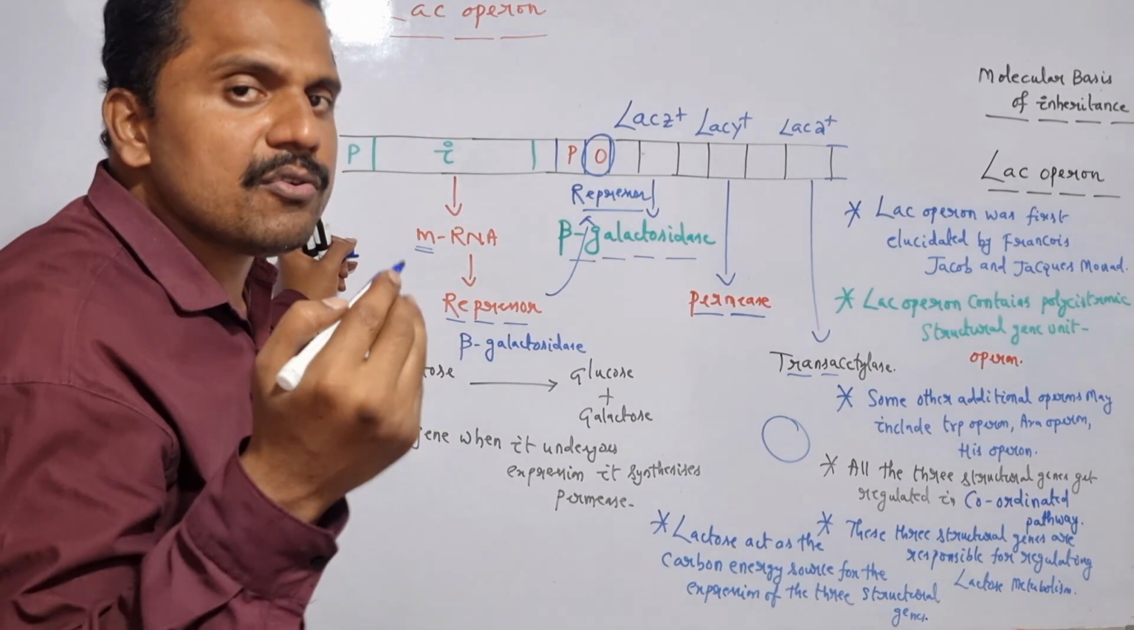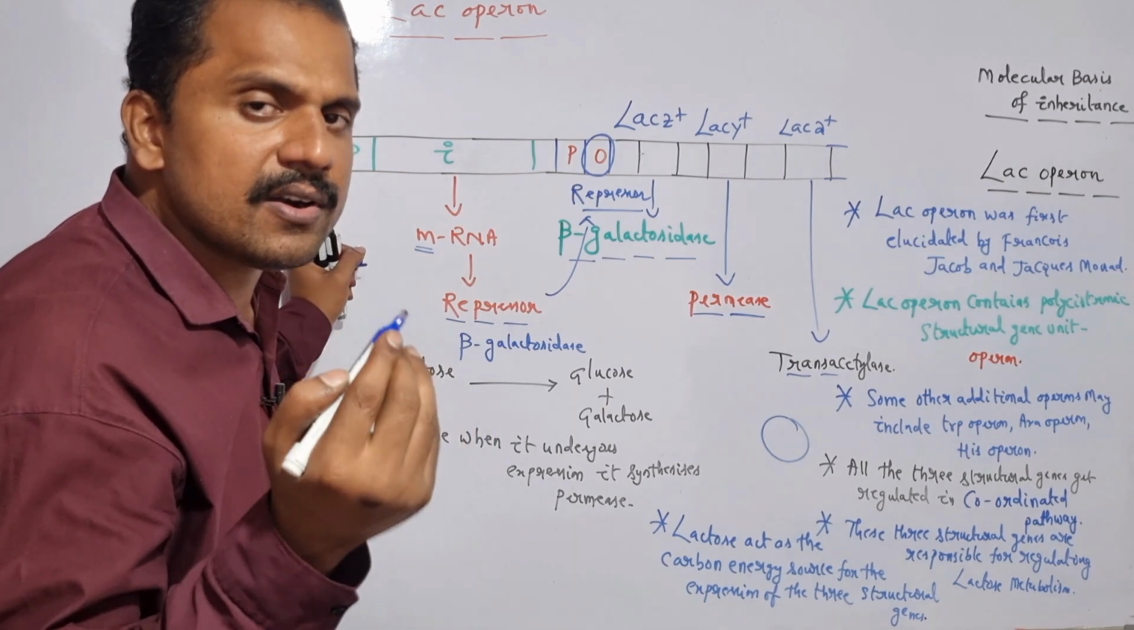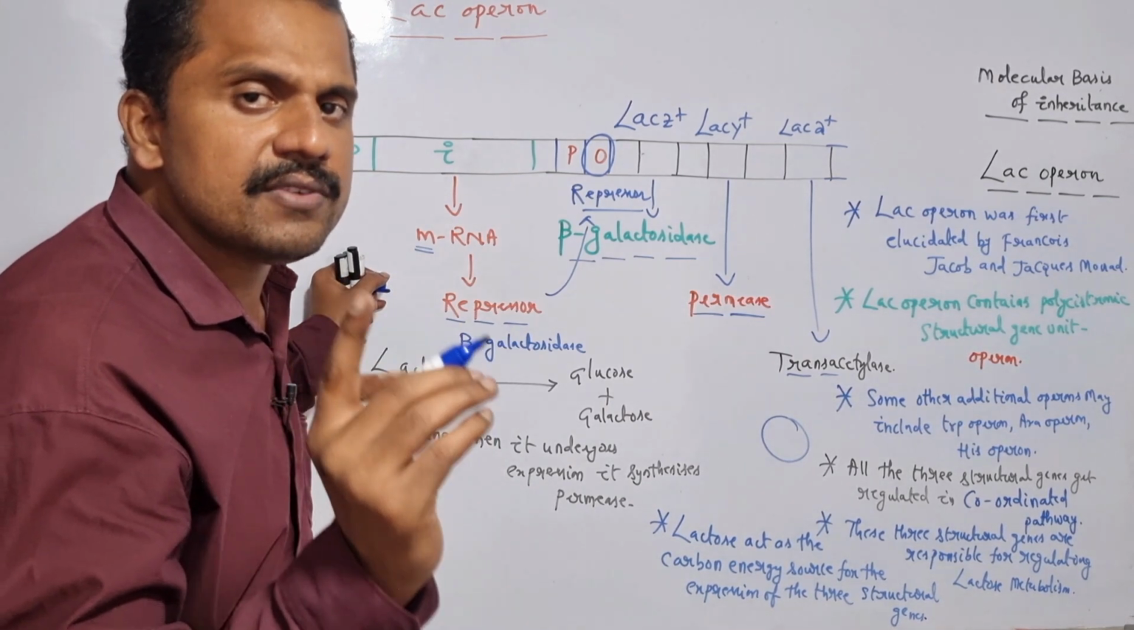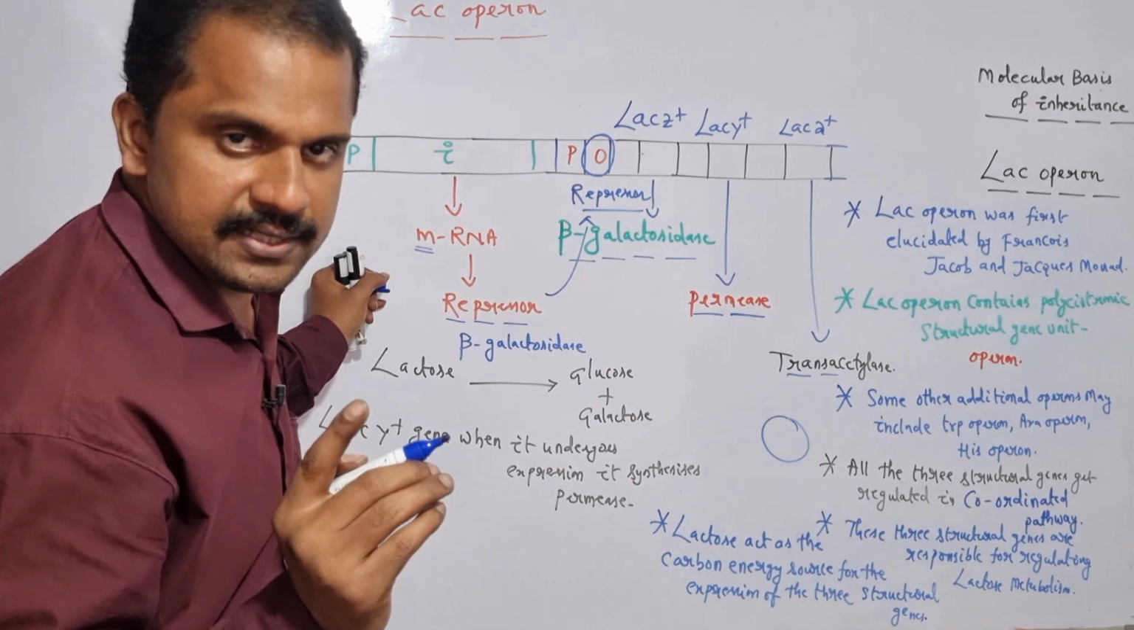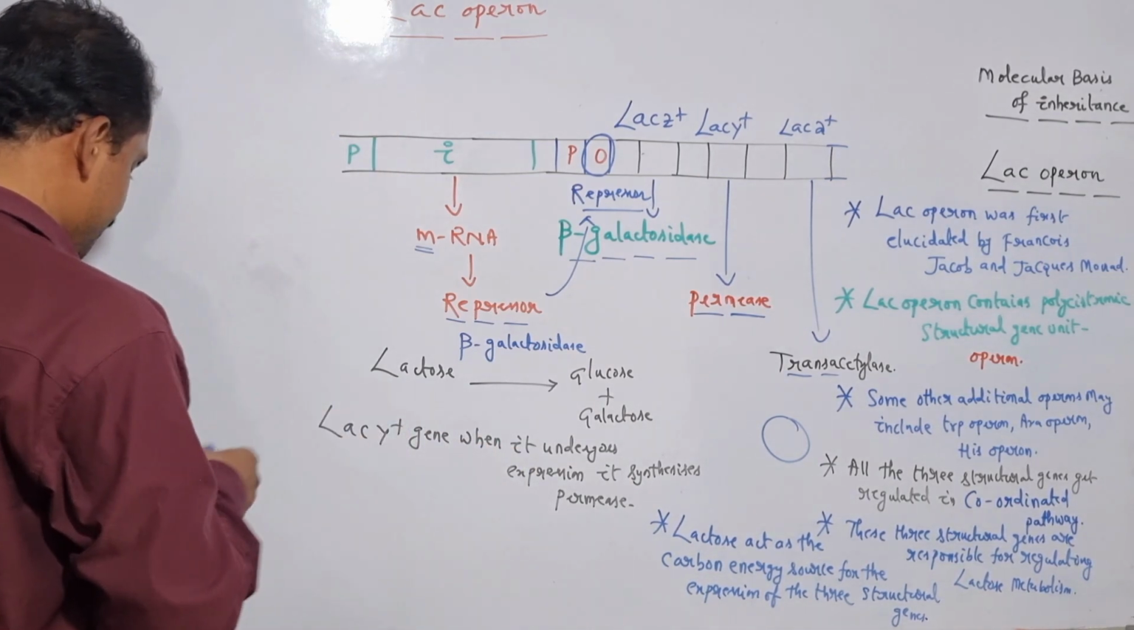So here in order to overcome the problem, the lac operon concept takes the advantage of a specific inducer, which is nothing but what? Lactose. Is it clear? So let me show it here. Lactose.